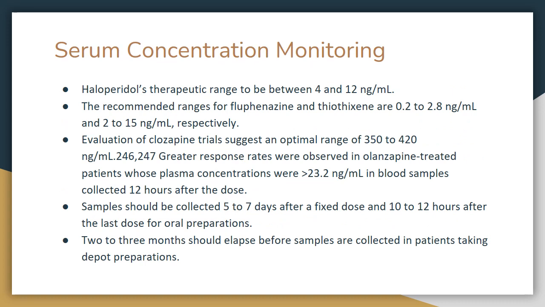In order to evaluate the drug responses, serum concentration monitoring is very important. Haloperidol's therapeutic range is between 4 and 12 ng per ml. The recommended ranges for fluphenazine and thiothixene are 0.2 to 2.8 ng per ml and 2 to 15 ng per ml respectively. Evaluation of the clozapine trial suggests an optimal range of 350 to 420 ng per ml. Greater response rates were observed in olanzapine patients whose plasma concentrations were greater than 23.2 ng per ml in blood samples collected 12 hours after the dose.